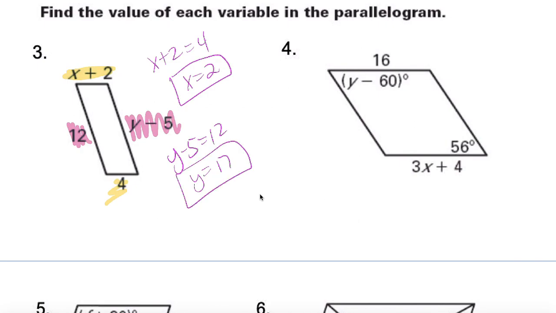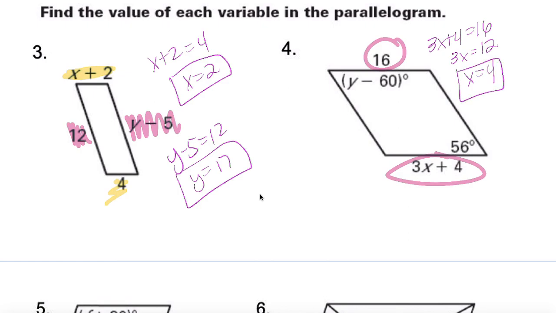On question number 4, we have a set of sides labeled here and here. Those will be equal to each other, and can be used to solve for x. And in our solving here, I'm going to subtract 4 from each side and divide by 3.